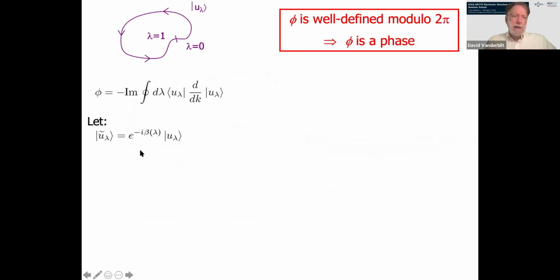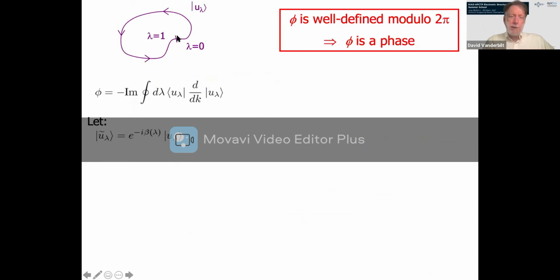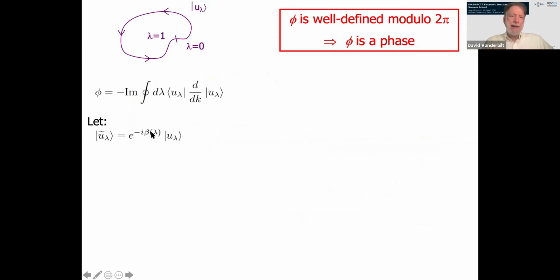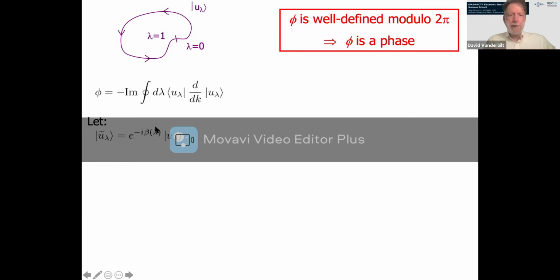So again, what do I mean by a change of gauge? I start by defining some set of u lambda along this continuous path where lambda goes from 0 to 1 as I go around the loop. And now I make a new choice of wave functions that I call u tilde, which are related to the old ones by a lambda dependent phase factor. Here beta is real, so this is a pure phase. It lives on the unit circle. And beta is some function of lambda as I go around the circle.